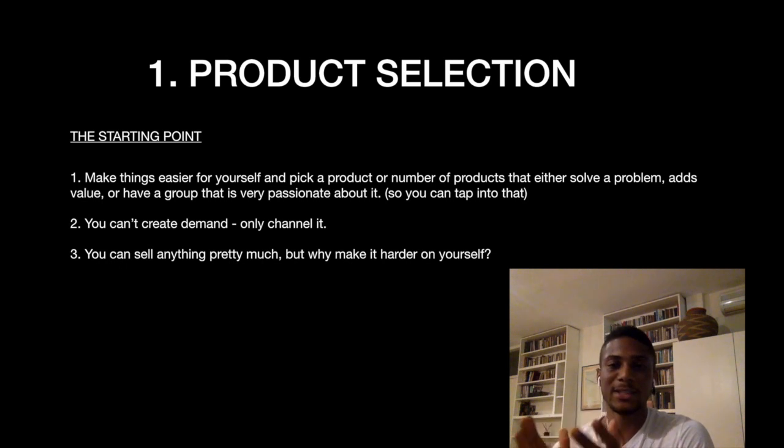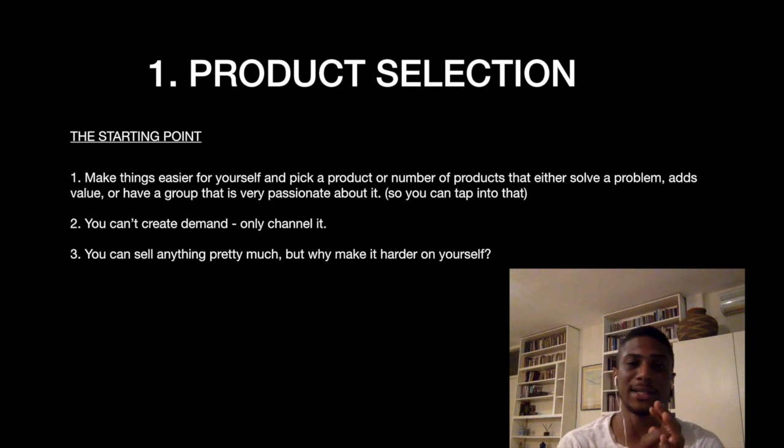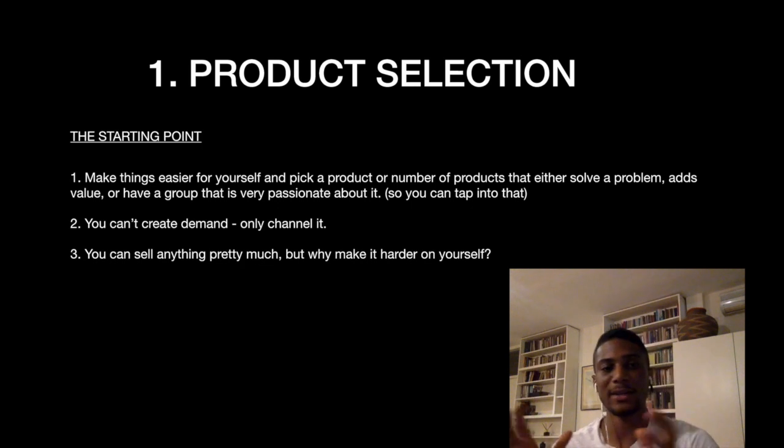So firstly, this is maybe counterintuitive, but the first thing behind your ad copy is your product selection. What do I mean by this? You don't want to be choosing products that are going to be extremely difficult to sell even with the best ad copy. You want to give yourself an advantage and choose products that either solve a problem for a specific niche, for a specific audience. They add clear value to an audience or a group of people, or they have a group who's very passionate about that niche. So again, you can tap into their desire, you can tap into their demand, because of course you can't really create demand, you can only channel it. So you want to be able to tap into all that.